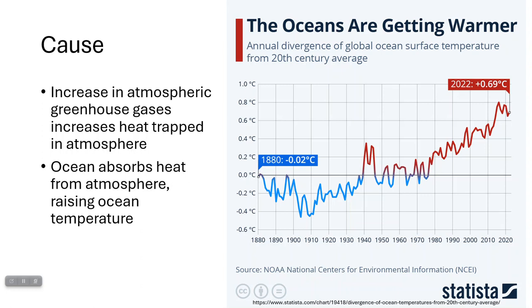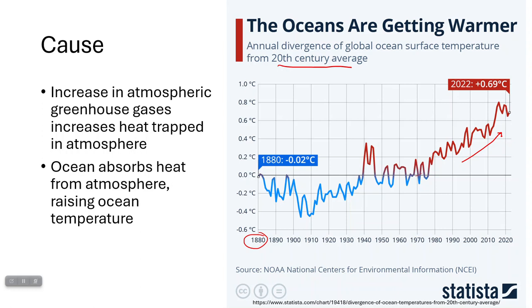So we have graphs approximating the average ocean temperature and how it's deviated from the 20th century average going back all the way to about 1880. And notice that it was cooler in the early 1900s, late 1800s. And then as we hit about 1940, you start to see this dramatic increase in global ocean temperature on average. It's coming up on a single degree Celsius, which you may think, oh, that's not that big a deal.